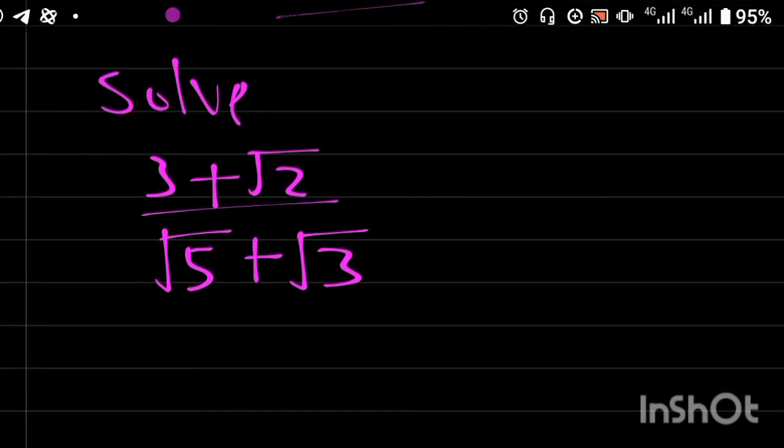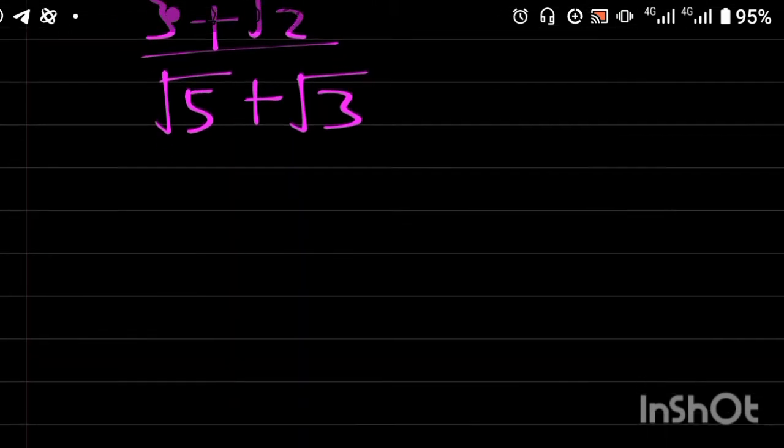Okay, let's take a look at this question. 3 plus root 2 all over root 5 plus root 3. If this is given to you to solve, all you have to do is to rationalize by the conjugate of the denominator. Listen to that very carefully. Rationalize by the conjugate of the denominator once you have something like this.